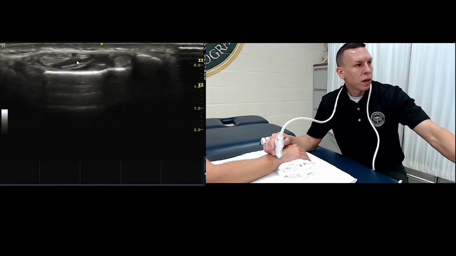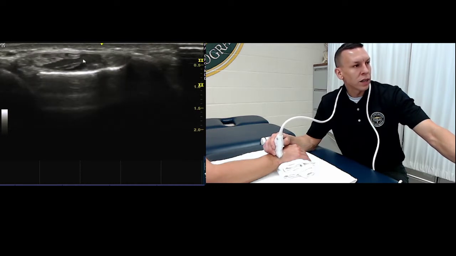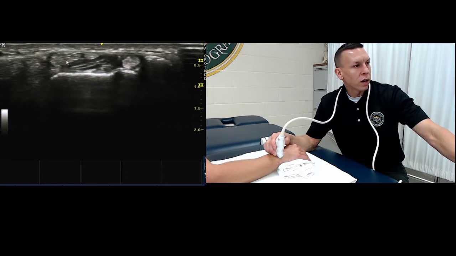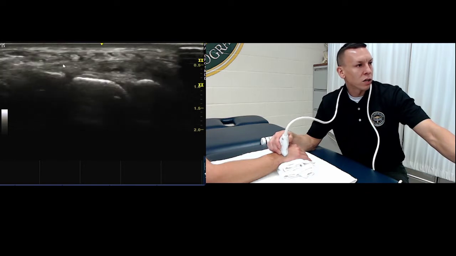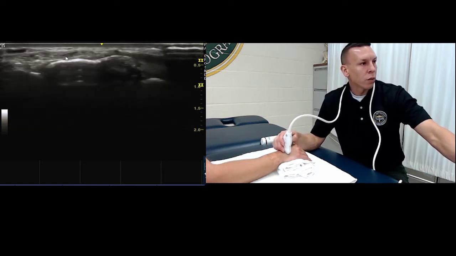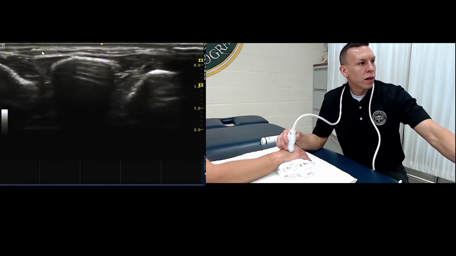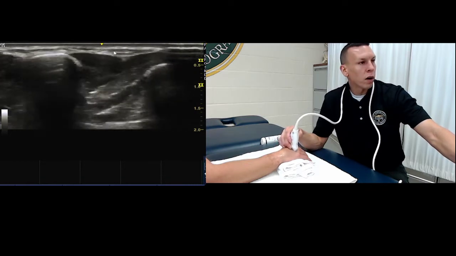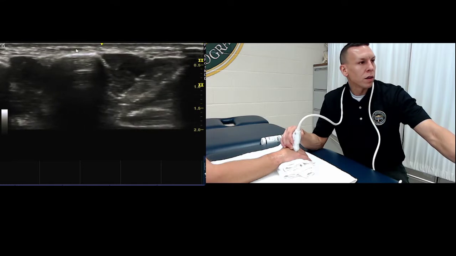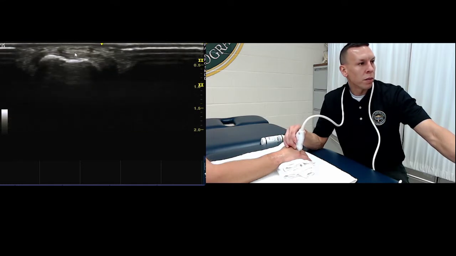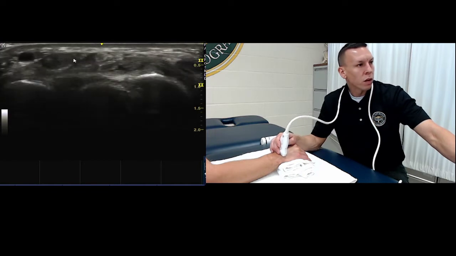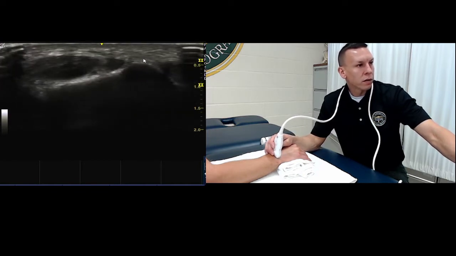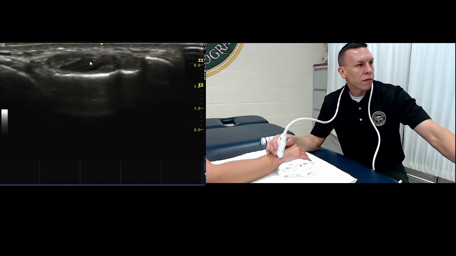Fourth compartment is the extensor digitorum and indices, which lie here. An easy way to recognize these is to have them wiggle their fingers, and we can see them move. And you can actually slide the probe all the way down the wrist and follow these tendons all the way over top of, and here's another one, where they become the hood. So the extensor hood right here, and we can follow it all the way to distal attachment in long and short axis as well.